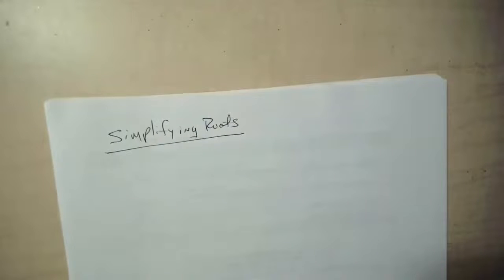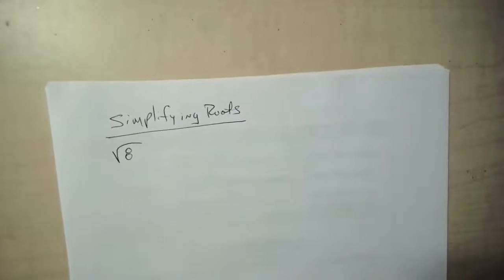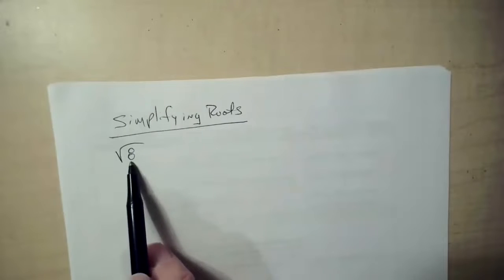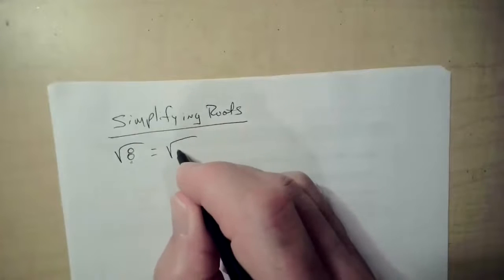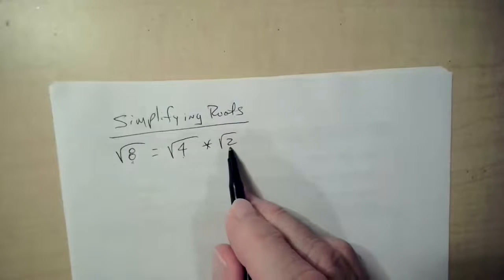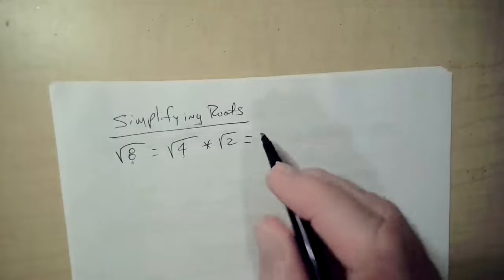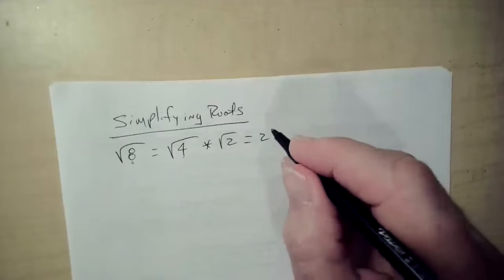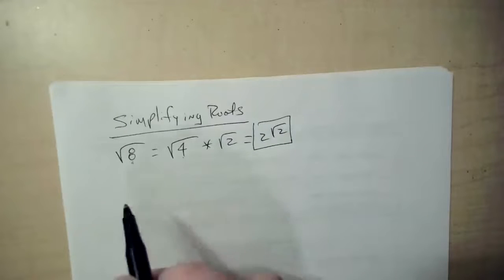Now, simplifying roots. If we have the square root of 8, what we want to do here is factor the 8 where one of the factors is a perfect square. This equals the square root of 4 times the square root of 2. Square root of 4 times the square root of 2 is the square root of 8. Now the square root of 4 is 2. And the square root of 2, we don't know and we don't care. Leave it under the radical. Just like that.